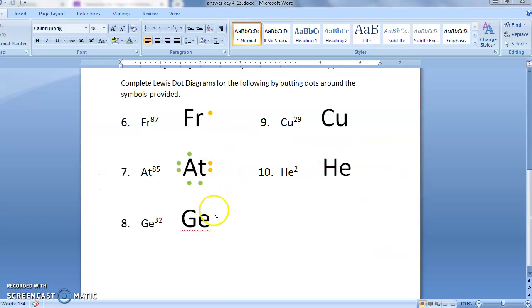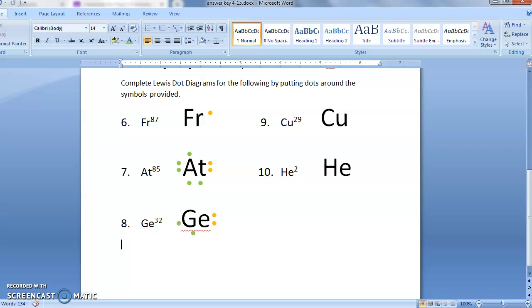All right, here's germanium, and I'm going to put 2 on the S side. And I'm going to go ahead and put 2 on the P, 1 on each of the P sides here. There's 1 P, and there's my second P. If I had a third P, it would go up here, and then I can start doubling them up. So there's 4 total electrons, 2 in the S, 2 in the P.